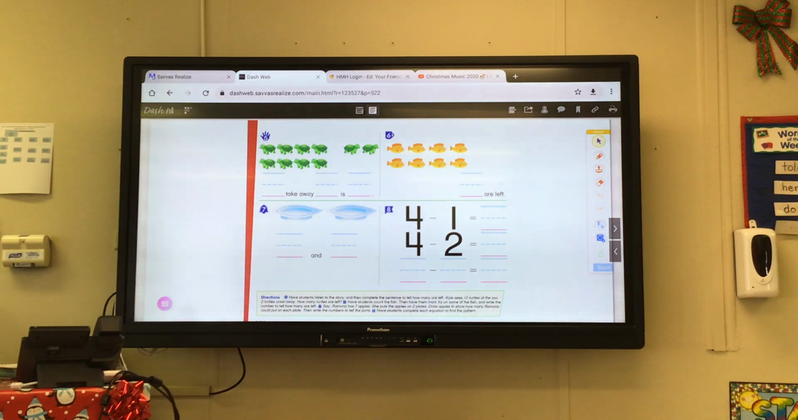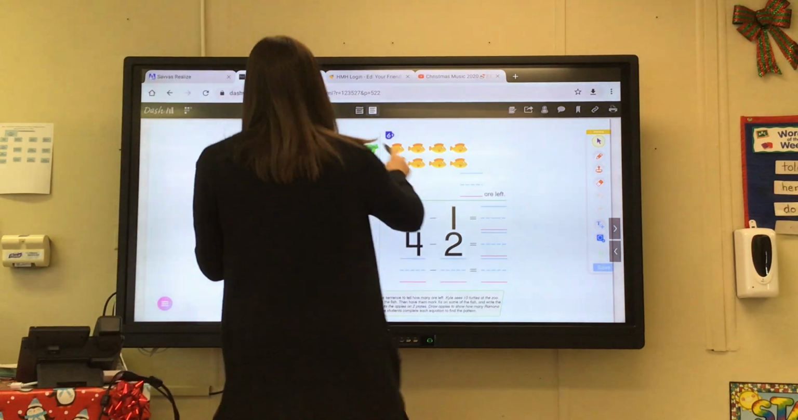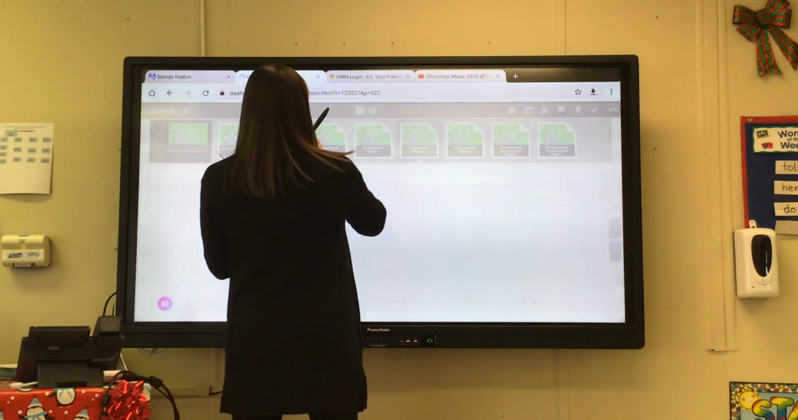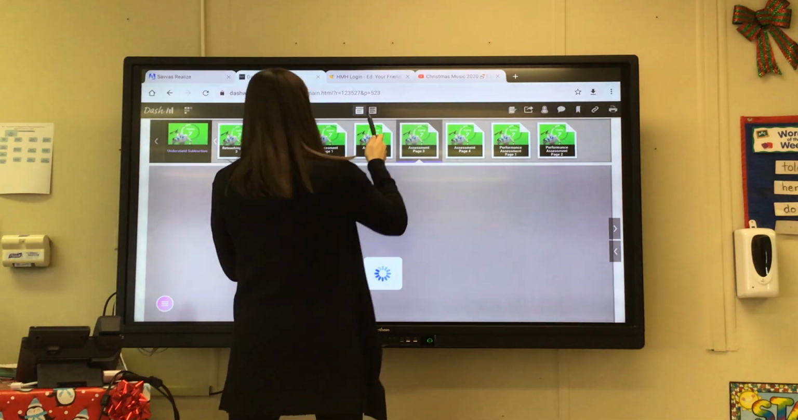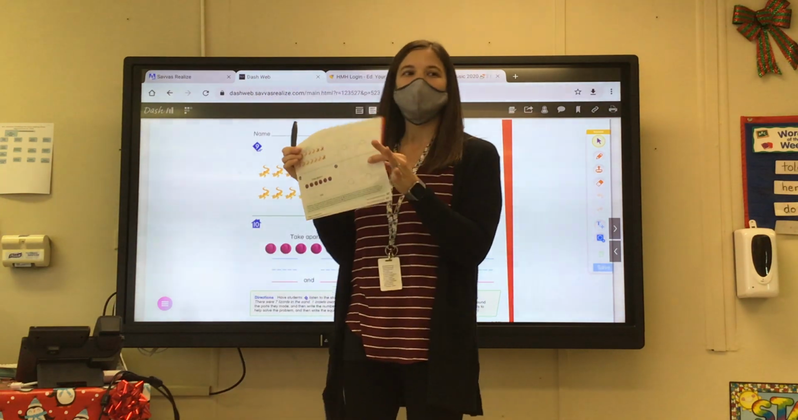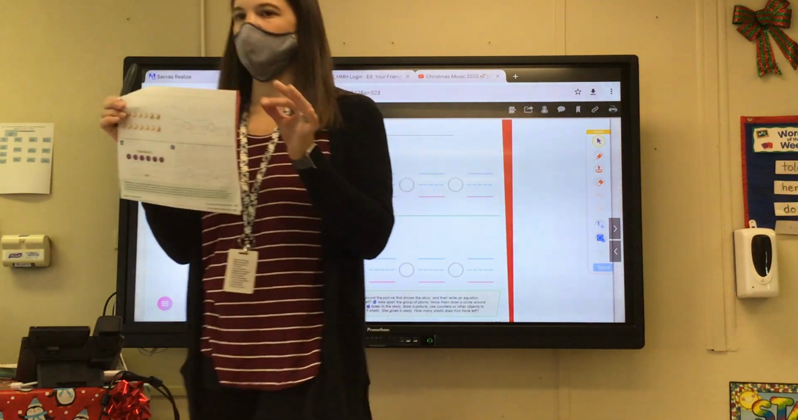Okay, flip your paper. Flip your paper over. This is what your paper should look like when you have your paper ready to go.